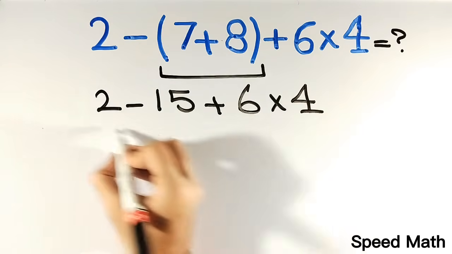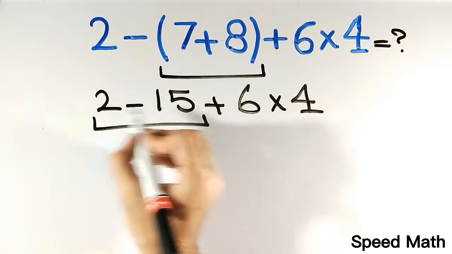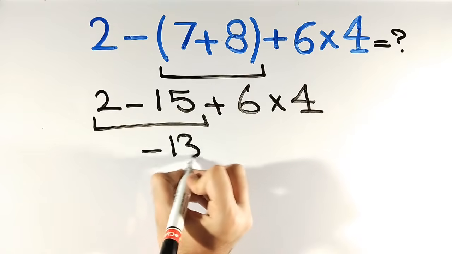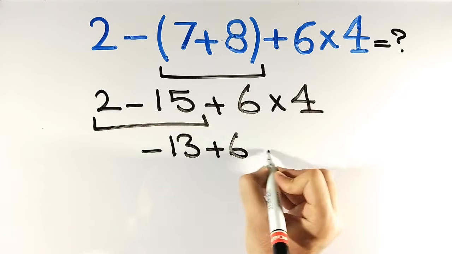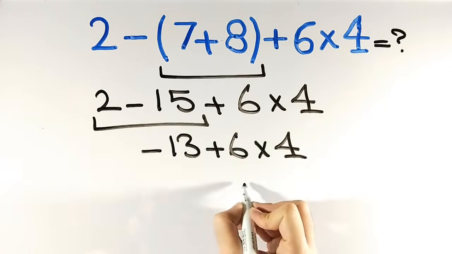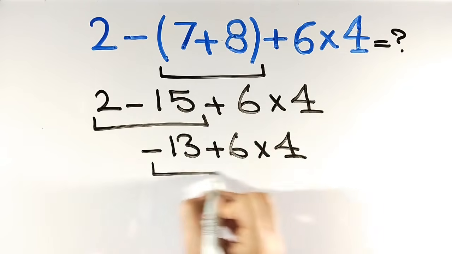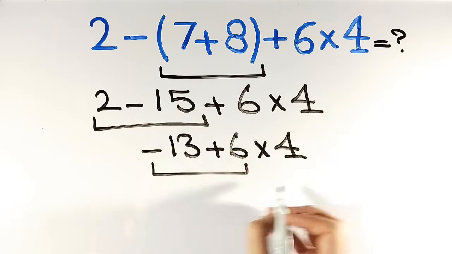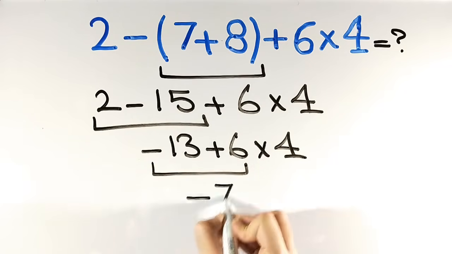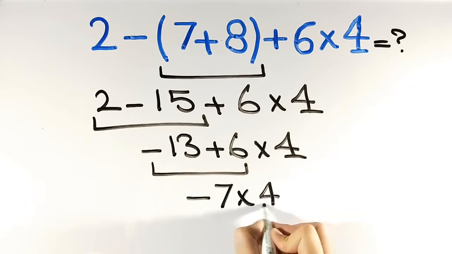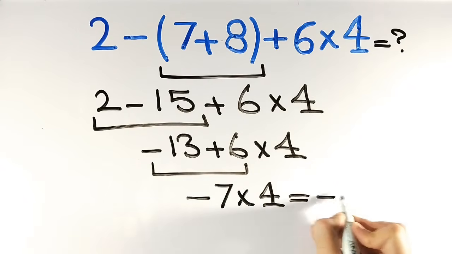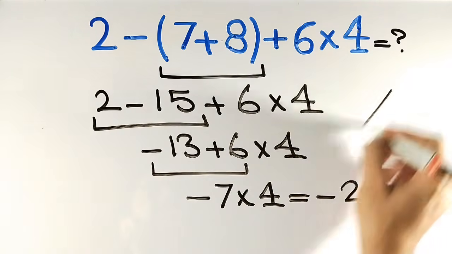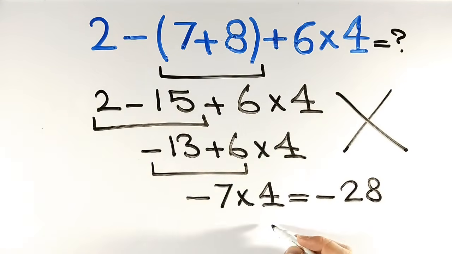And the next step, they go for the subtraction between 2 and 15, and write this expression as negative 13 plus 6 multiplied by 4. Then they go for the addition between negative 13 and 6, and instead of this expression, they write negative 7 multiplied by 4, which finally gives them the answer negative 28. However, this answer is actually incorrect.